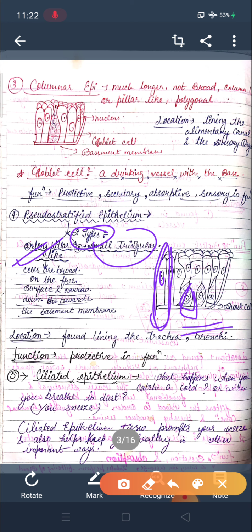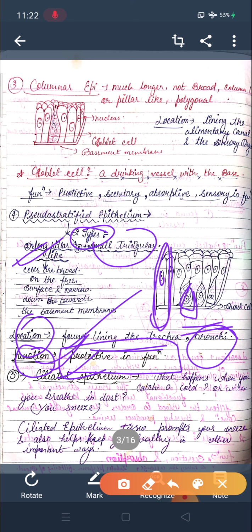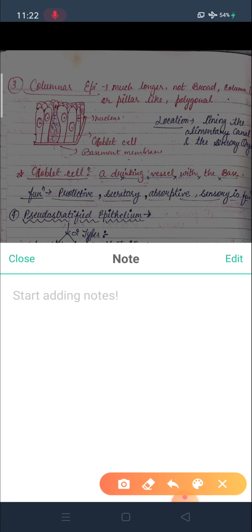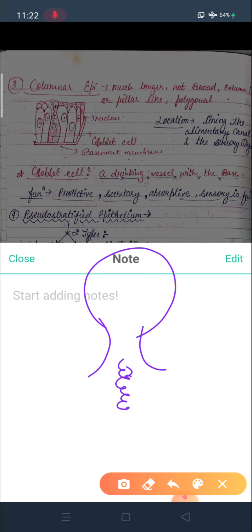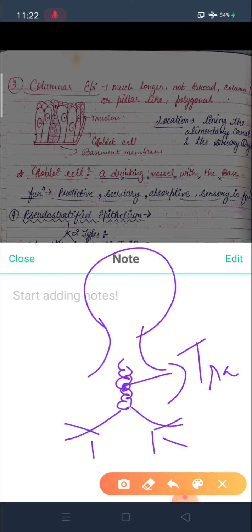What is the main function of pseudostratified tissue? They are protective in function, and in the animal body they are found lining the trachea and bronchi. What is trachea? Neck contains a ring-like structure. It is called trachea, and this trachea is further divided into the lungs.